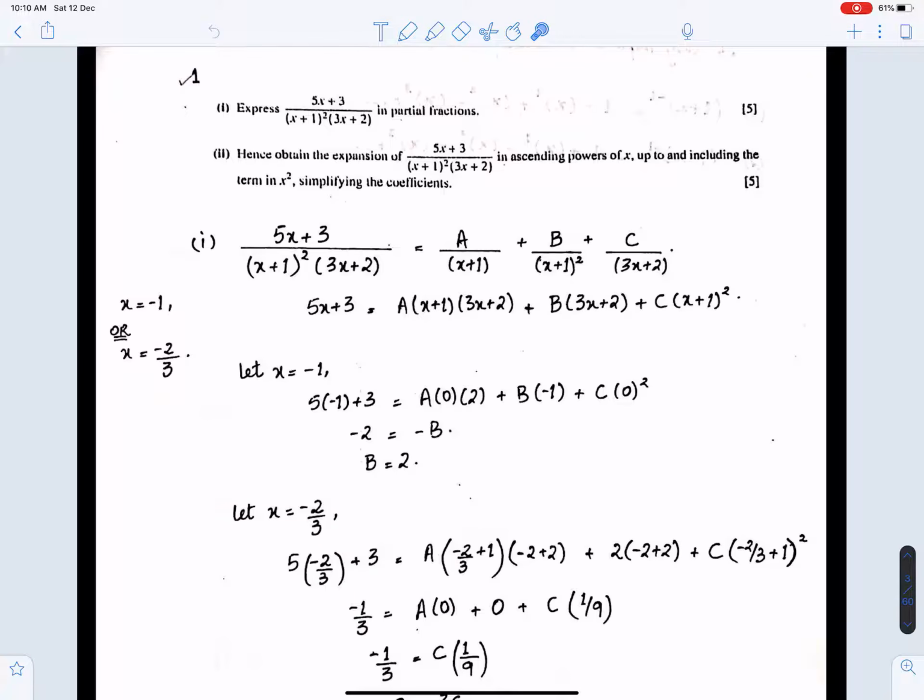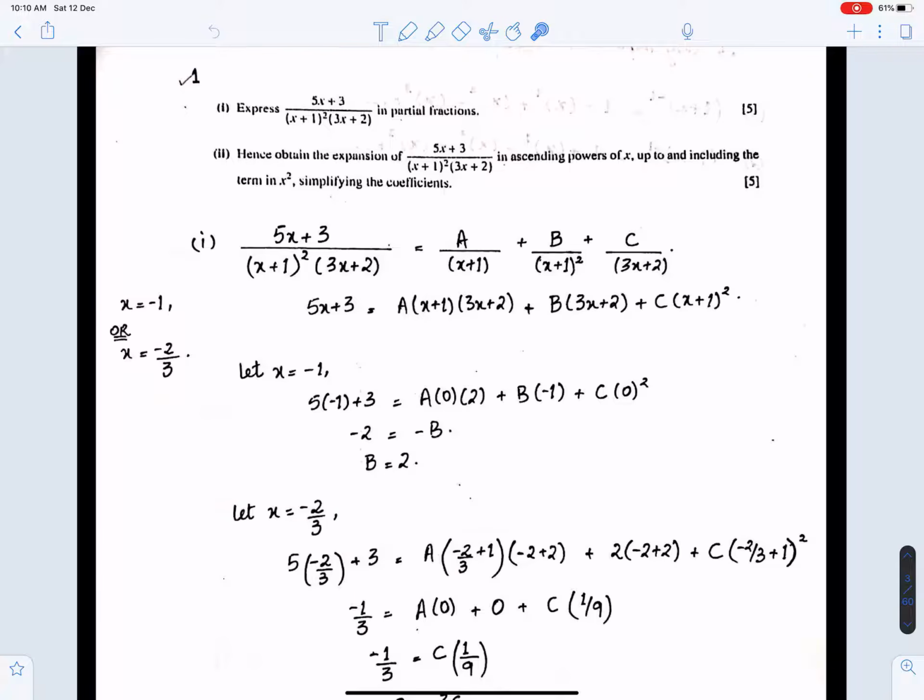Whenever you do partial fraction, then you need to observe the type of fraction. This is a proper fraction, because the highest power of the variable in the numerator is less than the highest power of the variable in the denominator. So the fraction is proper.